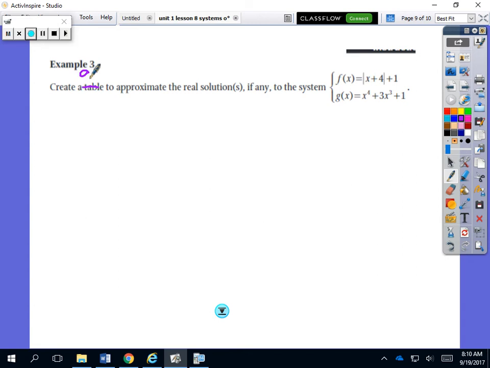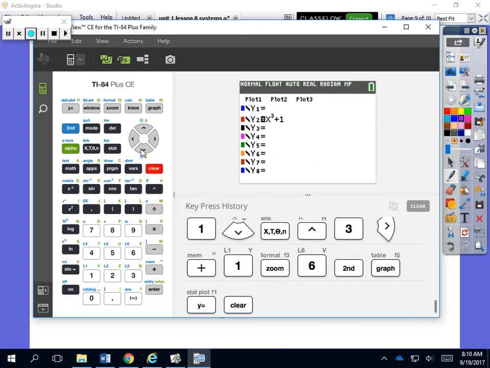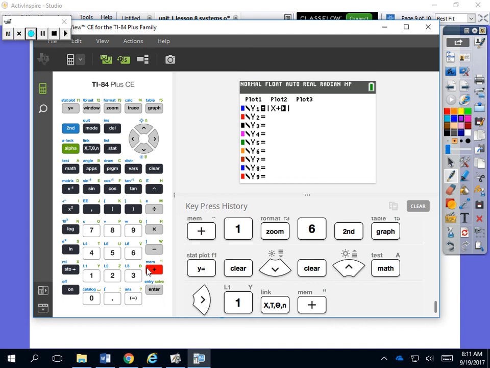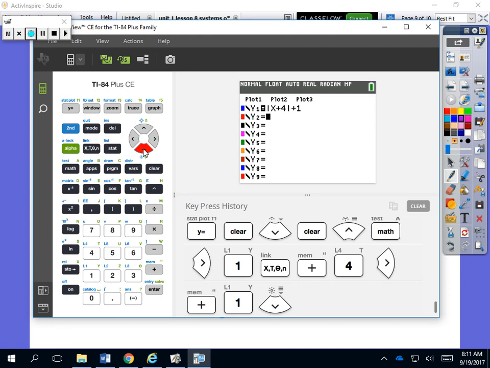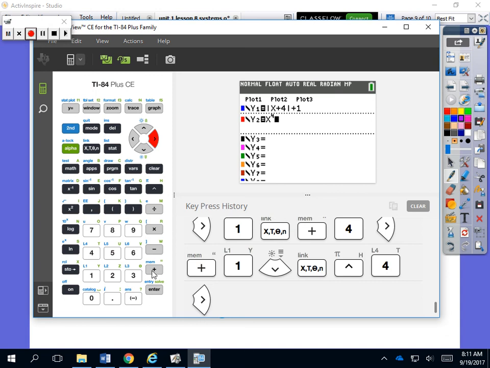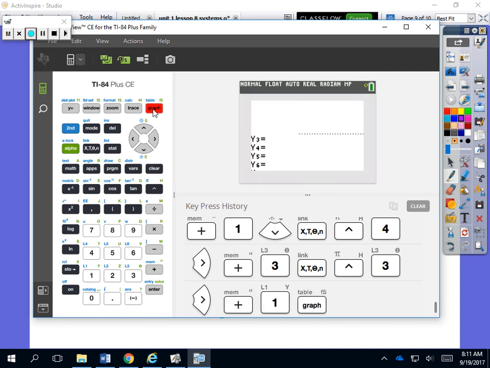So in this one, you're going to use the graph. So it's backwards from the way that they wrote it in the book. So again, you're going to put the functions in your y equals menu. And we've got absolute values, so math, arrow to the right to num, number 1, and put the x plus 4 inside, arrow out, and then plus 1, and then x to the 4th, plus 3x cubed, plus 1. Okay, and then we're going to just press graph.